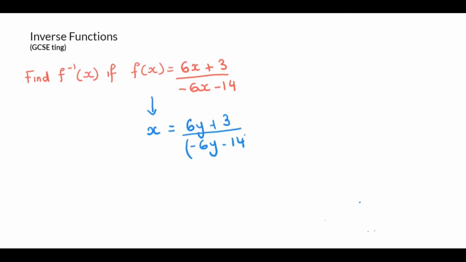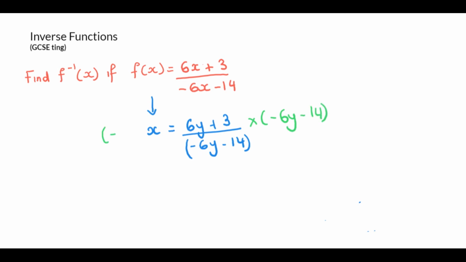Because there's a y up here and there's a y down here, what I'm going to do is expand out, simplify, and then factorize out y and get y on one side. So first I am going to multiply both sides by the bottom here, so times both sides by minus 6y minus 14. But remember, whatever you do to one side, you do to the other side.